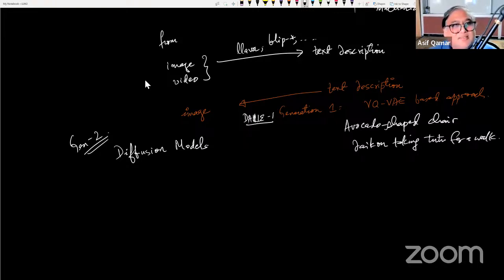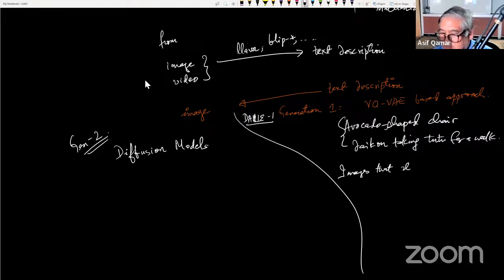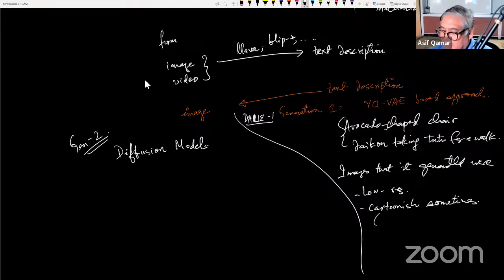Or something to that effect. It was very effective, but its quality was more sort of cartoonish, isn't it? The images that DALL-E generated were low resolution, right? And a bit cartoonish. Like sketch-like. It was pretty good at those things.